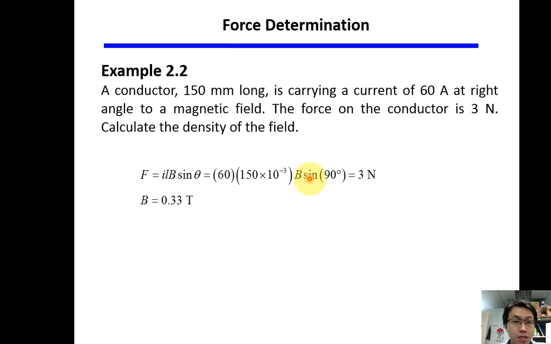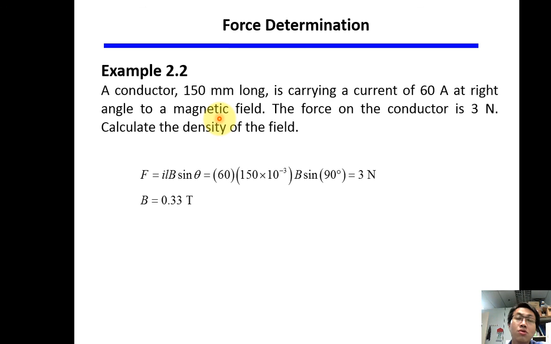Another example: a conductor 150 mm long is carrying a current of 60 amp at right angles to the magnetic field. So this is my conductor, 150 mm long, carrying a current of 60 ampere at right angles to the magnetic field. The force on the conductor is 3 Newton. This is my F. Calculate the density of the field.